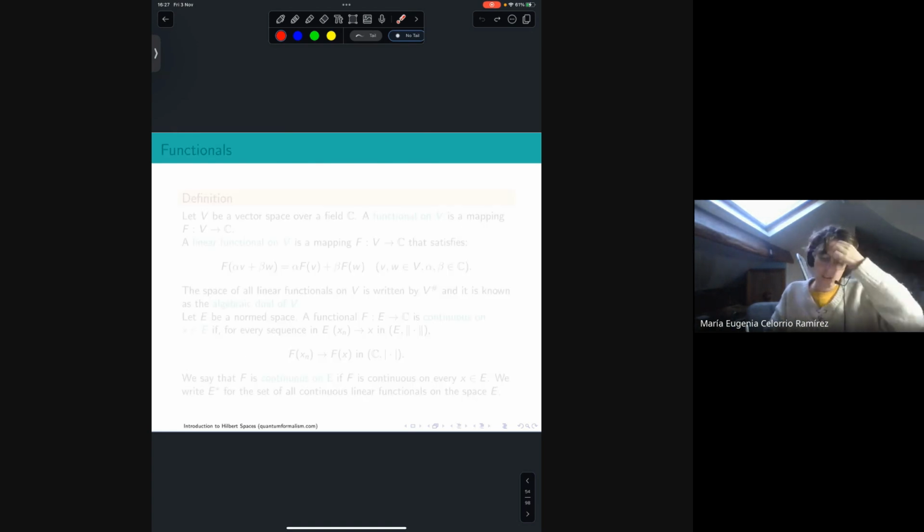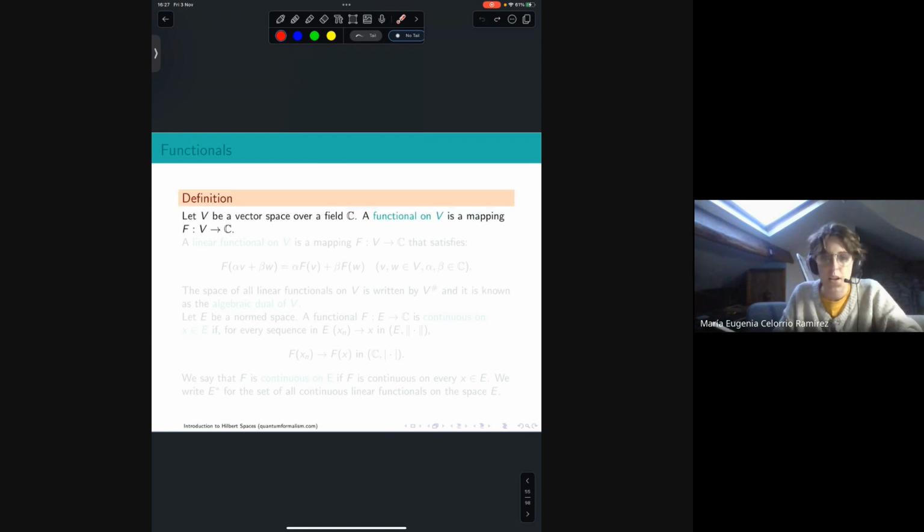Now we're going to start talking about the dual spaces. But in order to do that, we need to first talk about functionals. So what is a functional? Basically, a functional is just a mapping that goes from the vector space to the field. In our case, the field is the complex numbers. That's it. Whenever you hear the word functional, they are just telling you that they start in the vector space and they end up in the field.